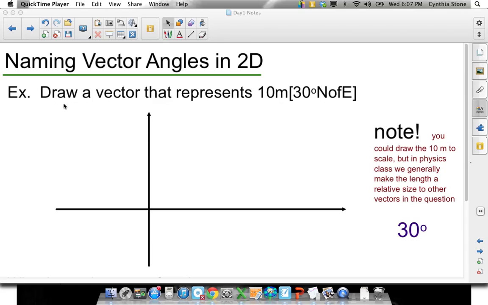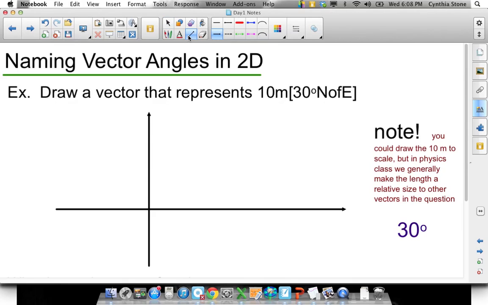Okay, so anyways, the question is, draw a vector that represents 10 meters, 30 degrees north of east. And I guess I should say first, I've been talking about vectors a lot. Vectors are just arrows, but they represent a direction, right? But anyway, 10 meters, we don't really draw things to scale, and that's what my note is here. I draw things to sort of represent approximately to scale, like an idea of what it looks like.